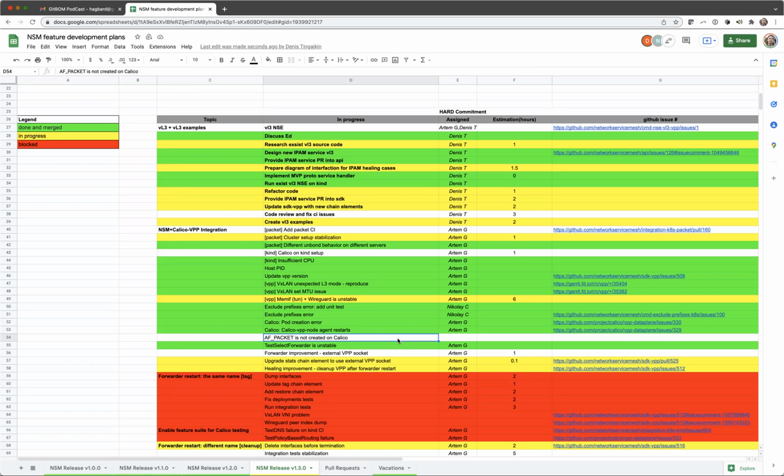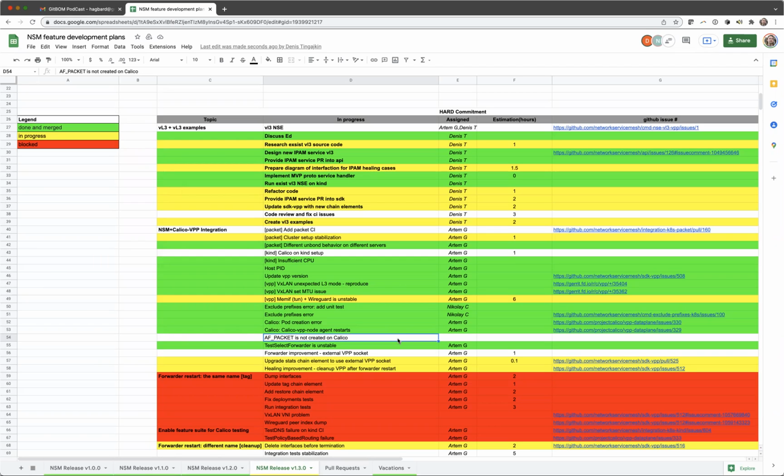So probably something wrong with the VPP configuration. So I think I may know what's going on here. And this would be another one where it'd be good to have an issue to discuss. But this is probably what's going on. Normally, when we are doing AF packet, we create a VETH pair, we assign one end of the VETH pair into the particular namespace of the pod that we're connecting to, right?